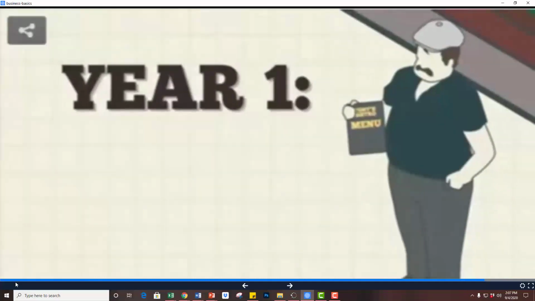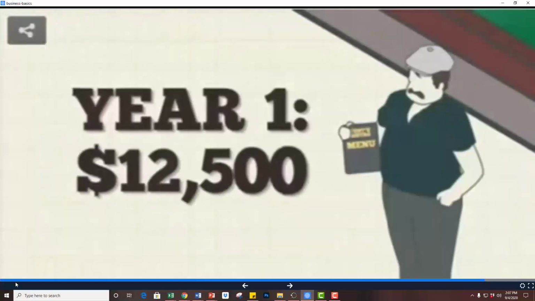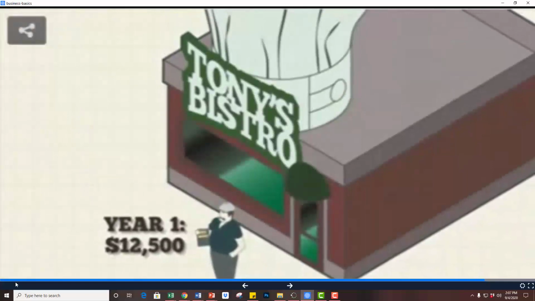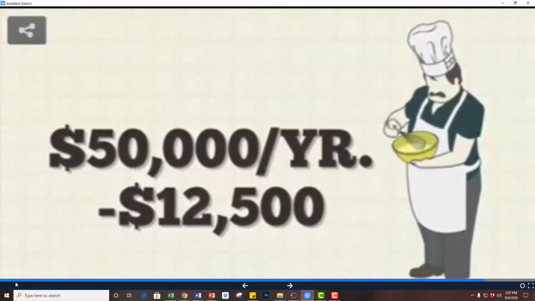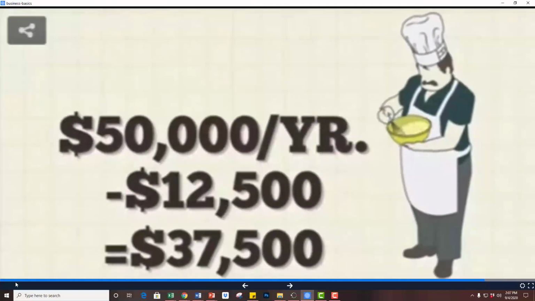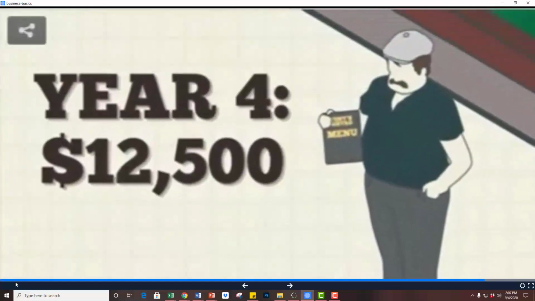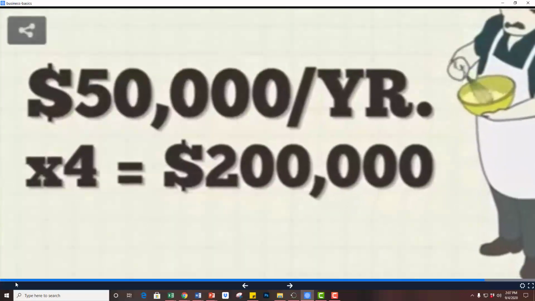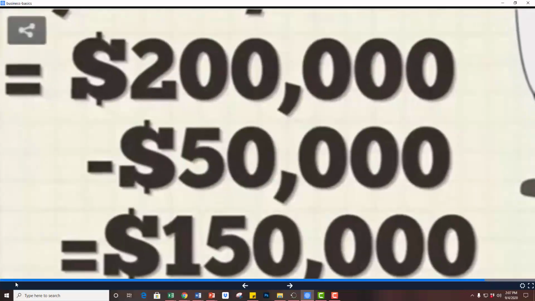In the first year, he earns only 25% of what he made as a sous chef, or $12,500. The opportunity cost of starting his own business is the other 75% of the income that he would have made if he had stayed at his old job, or $37,500. Tony doesn't make too much for the first 4 years his restaurant is open, and his opportunity costs are high. He only earns $50,000 instead of the $200,000 he would have earned at his old job. So his opportunity cost is $150,000.